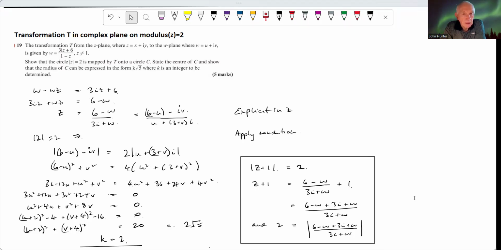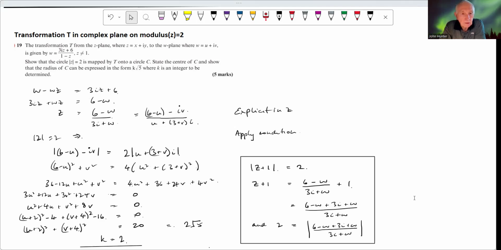Show that the circle, modulus of z equals 2, is mapped by T onto a circle C, and state the center of C, and show the radius can be expressed in the form of k root 5. Okay, so essentially what's happening here is we've got a shape in the complex plane. It talks about the z plane and the w plane, and we can imagine them as a transformation in the complex plane. Both z and w are complex planes, so it's just a bit of terminology really.